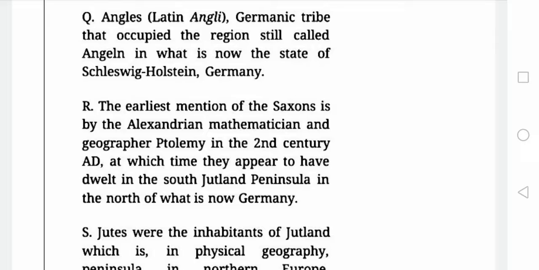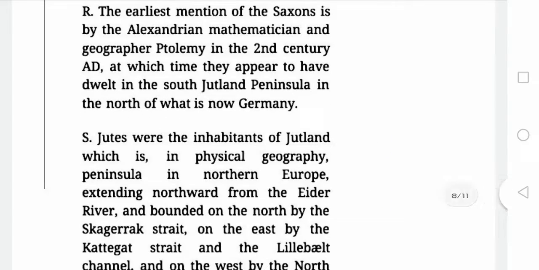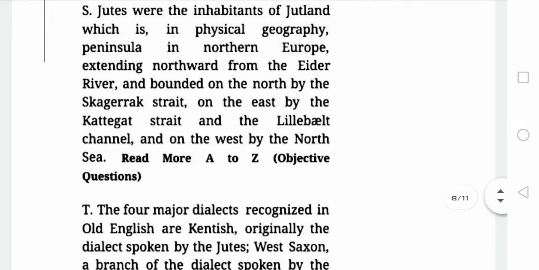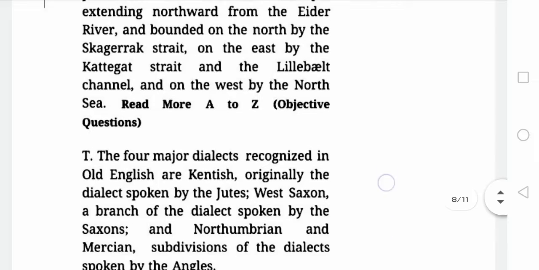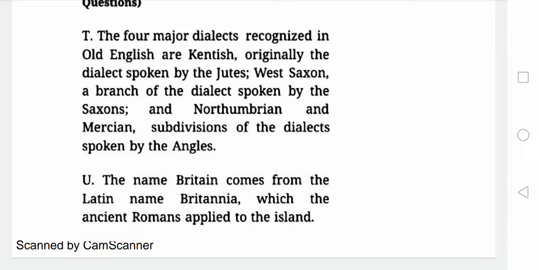The Germanic tribes had occupied the region still called Angeln, and Jutland, which is a physical and geographic peninsula in northern Europe. The four major dialects hence can be recognized in Old English: firstly Kentish by the Jutes, then West Saxon, and Northumbrian and the Mercian. All of them can be taken as part of the England region.